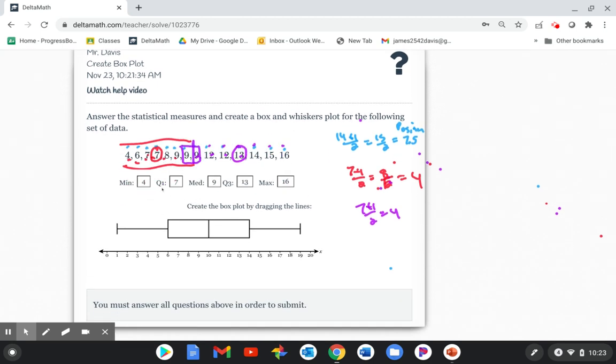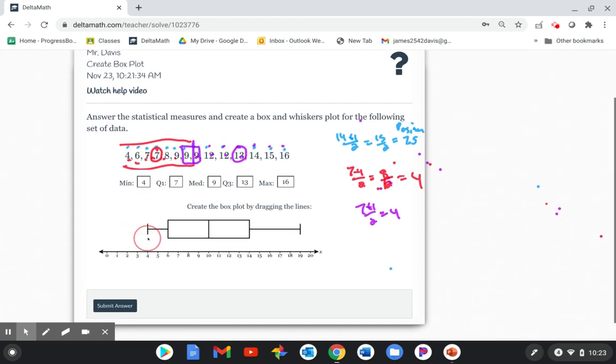All right, now that we've got those, we can drag them. So the min needs to go to 4. Quartile 1 needs to go to 7, so this line goes up to 7. Quartile, or the median, which is quartile 2, is 9. Quartile 3 needs to be at 13. And the max is at 16. All right, I think that's good. Let's go ahead and give it a shot.